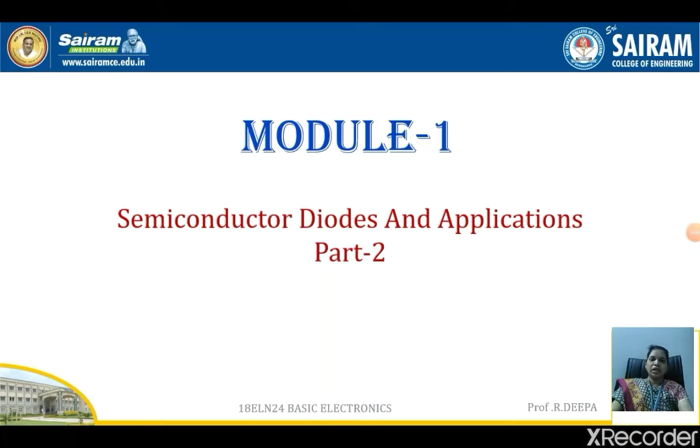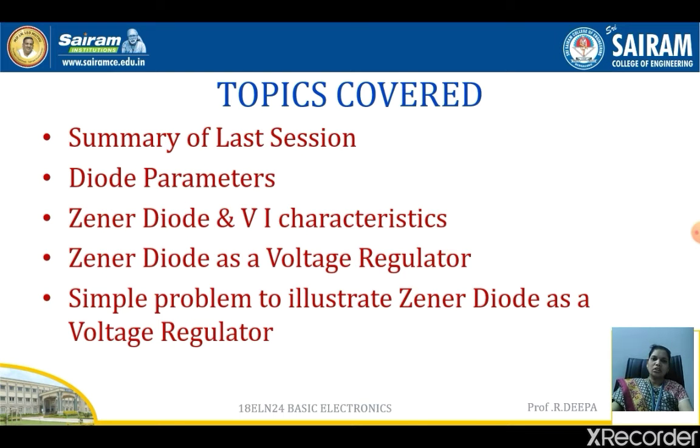Students, today I'm going to start with the course Basic Electronics, where we are going to continue with Module 1, Semiconductor Diodes and Applications, Part 2. So, what are the topics I'm going to cover here? It is the summary of the last session, the diode parameters, Zener diode and VI characteristics, Zener diode as a voltage regulator, and a simple problem to illustrate Zener diode as a voltage regulator.